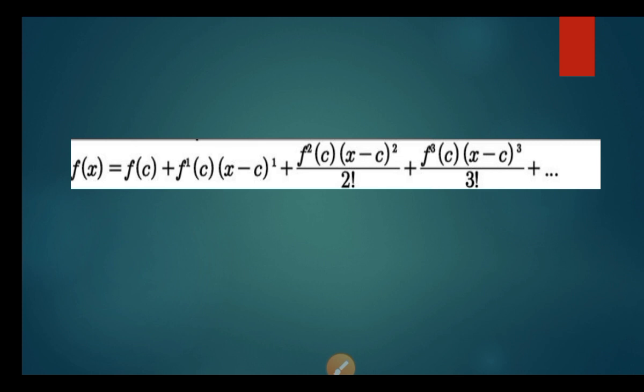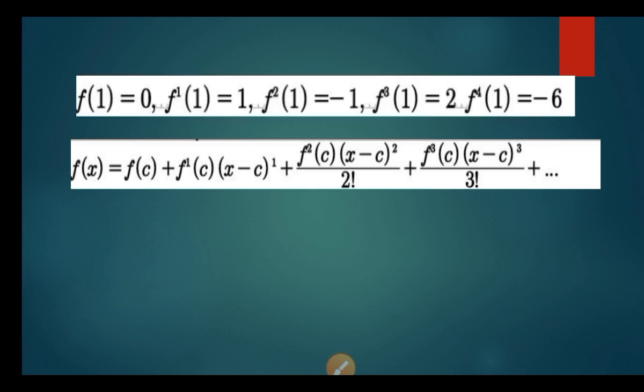So by using the formula, this will be our formula: f of x equals f of c plus f prime of c times x minus c raised to 1, plus f double prime of c times x minus c squared over 2 factorial, then f triple prime of c times x minus c cubed over 3 factorial, plus and so on.